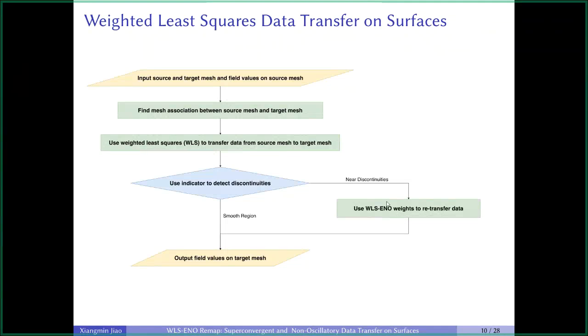So the efficiency depends on how many discontinuities you have. If you have localized discontinuities, then it's going to be very efficient. That's our assumption. The solution should be smooth almost everywhere, and near discontinuities it's going to have more cost. However, it's still linear time complexity. There is no global solver for linear systems and so on. So it's still highly parallelizable. Linear time complexity overall.